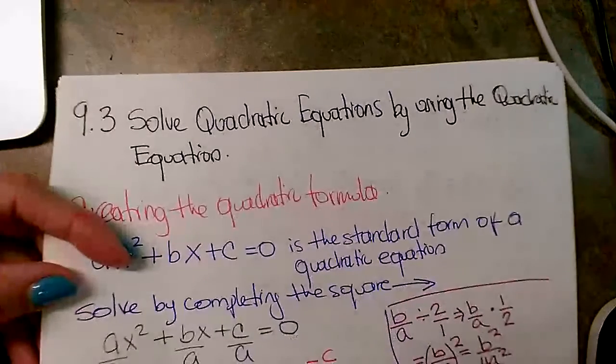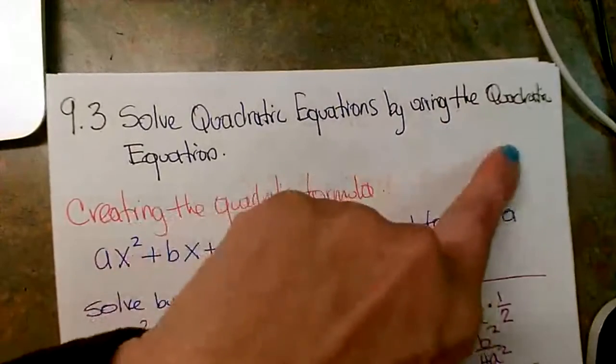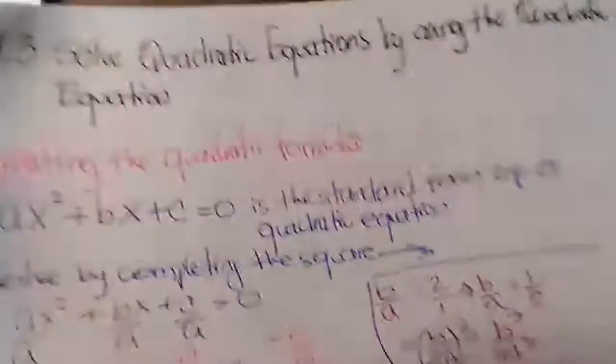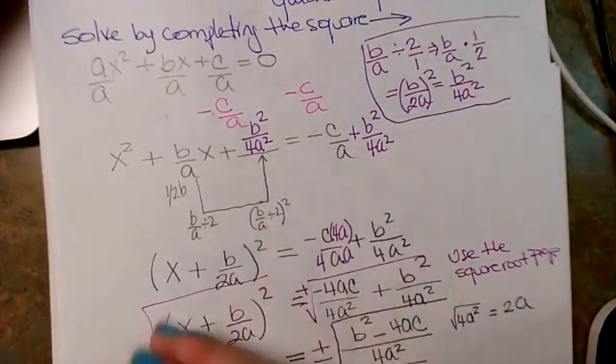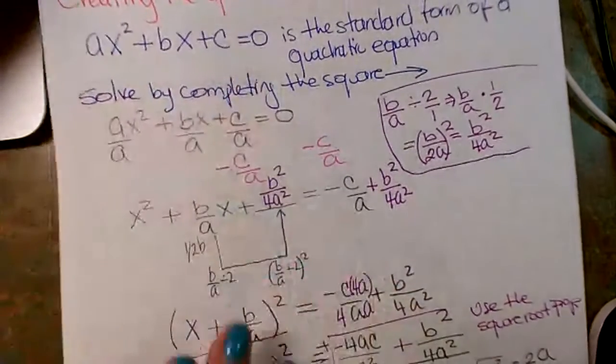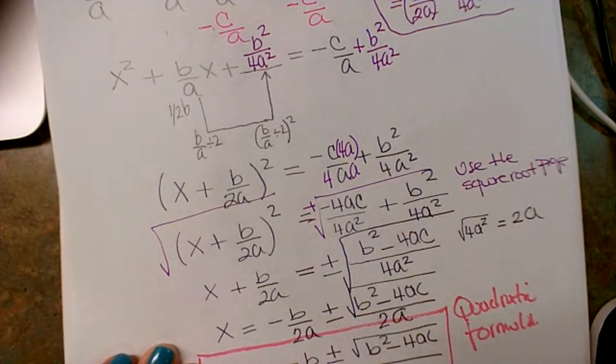Okay, so that was 9.3, solving quadratic equations by using the quadratic formula. That's what we did. The first part was creating the quadratic formula from the standard form by completing the square, which I just asked you to watch, because you're not going to be doing this. And then we started doing exercises using the quadratic formula.